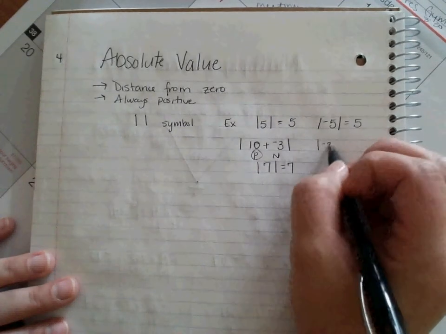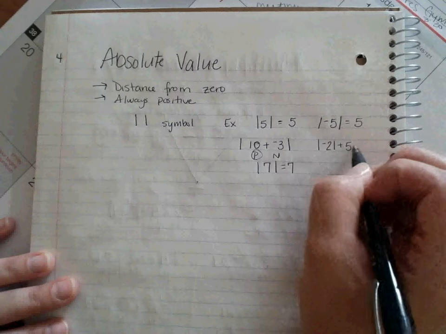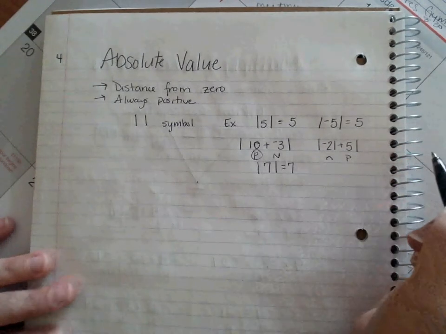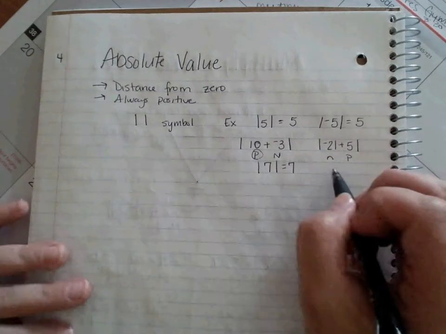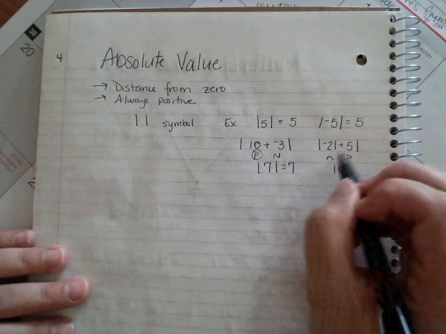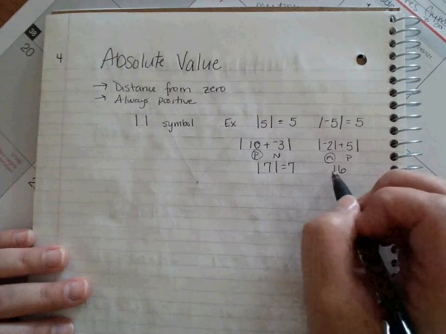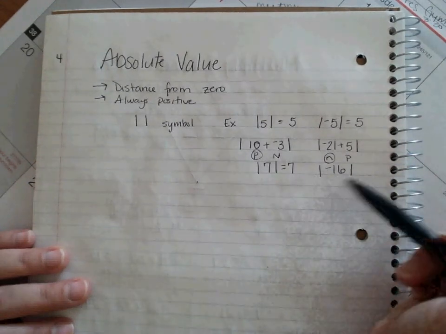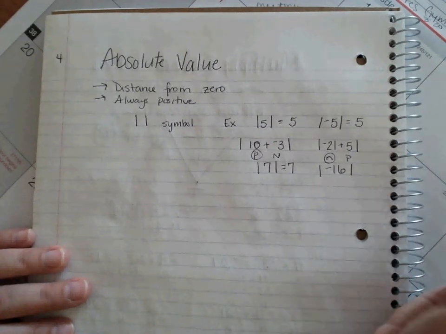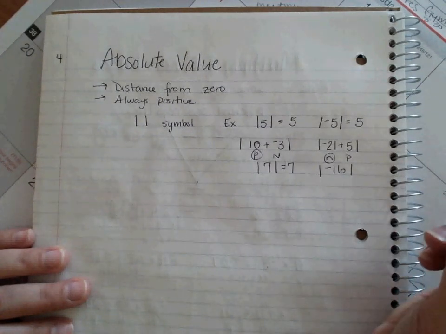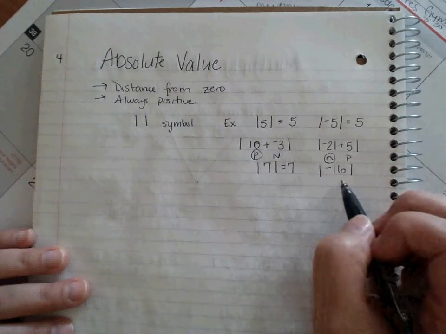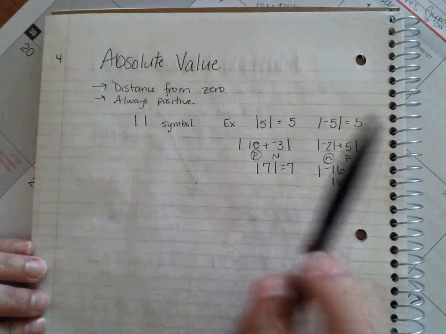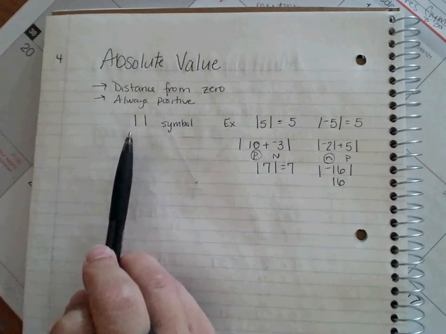If I give you the absolute value of negative 21 plus 5, once again, I have a negative and a positive, so I'm going to subtract. I'm going to get 16. Negative 21 is bigger than 5, so it's a negative. Bring down my absolute value. Now I'm going to change it positive because I only have one number. The absolute value of negative 16 is 16.